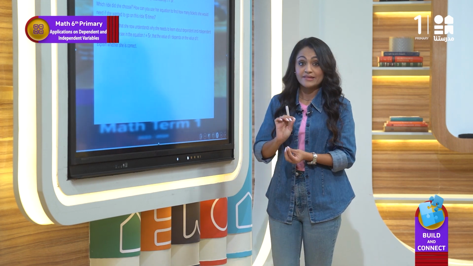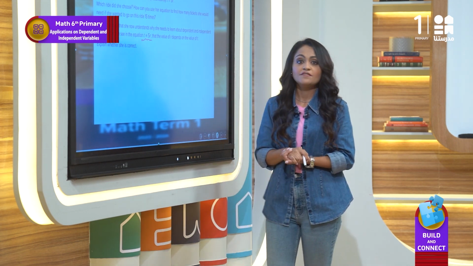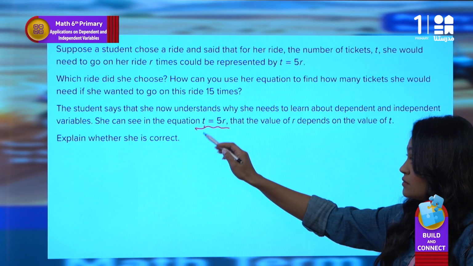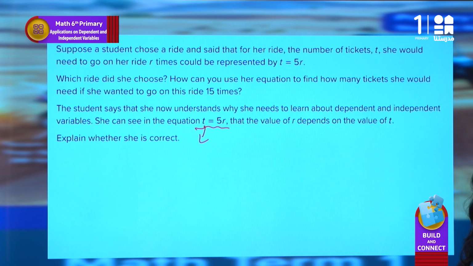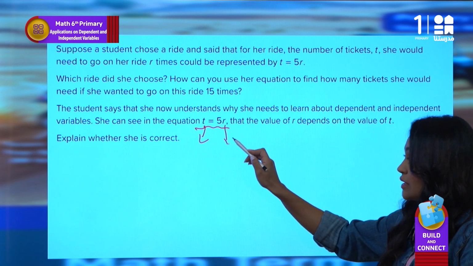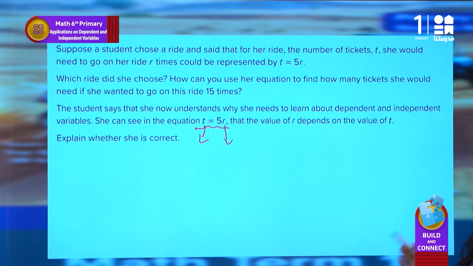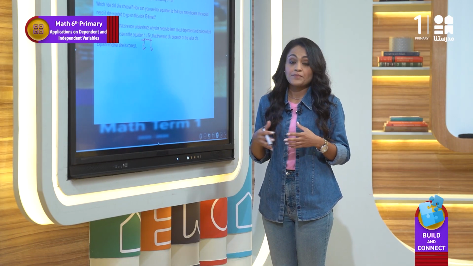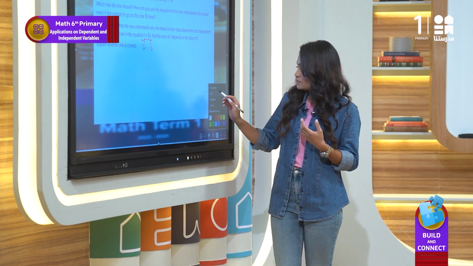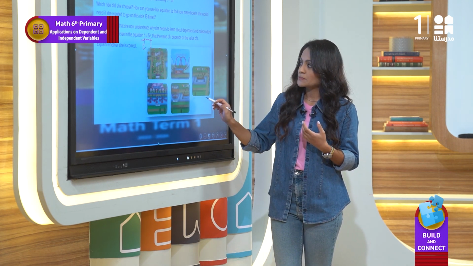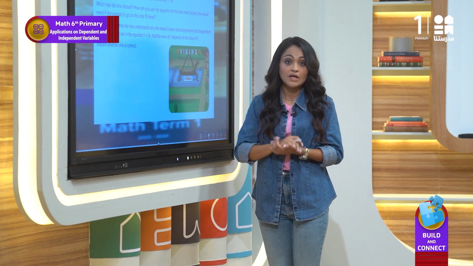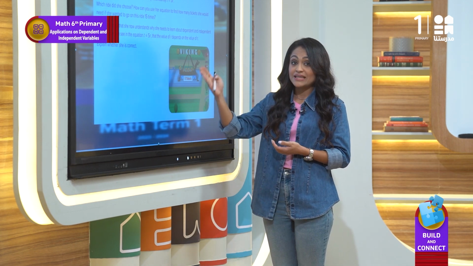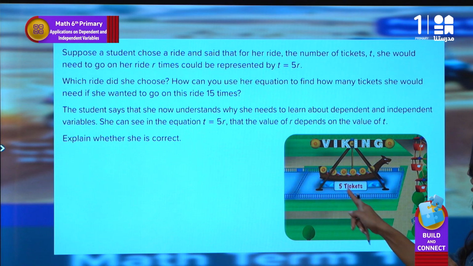So, she expressed the equation t equals 5r, where t represents the number of tickets and r the number of times she wants to ride it. Okay, so which game did she choose? Through the images shown here, we will find that the Viking is the game that needs 5 tickets in order to ride it.